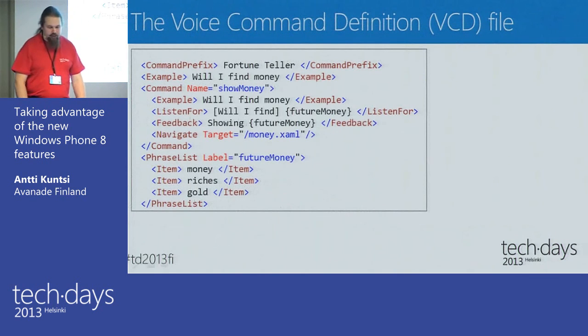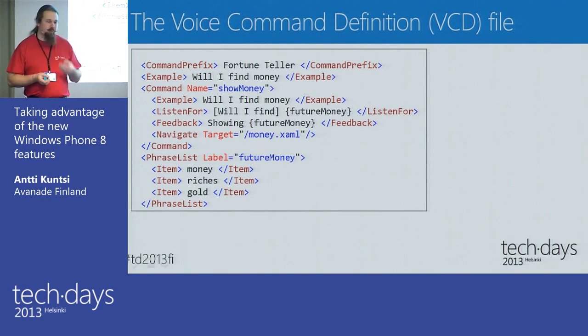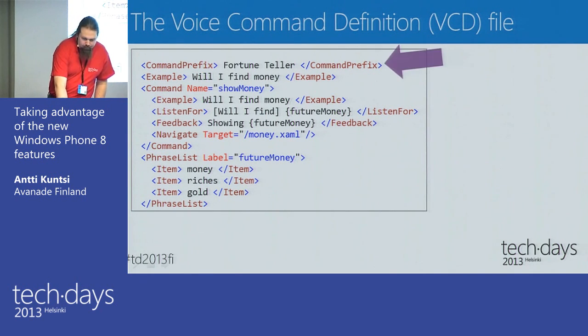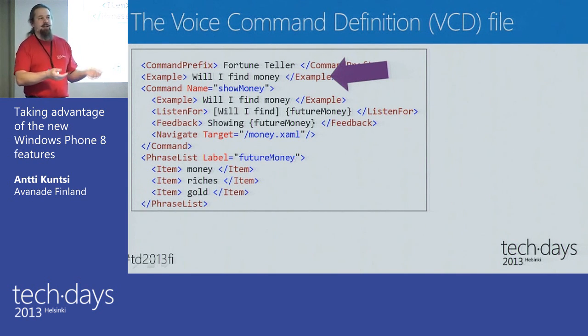So how to create such a voice command. Here's the fortune teller's voice command file. Typically it starts with a command prefix. Your application name might not be easily pronounceable, so you can make it pronounceable here with a command prefix. Then you have an example. This was in the "Did you know you can say" part, and this is the part that's used there as an example.